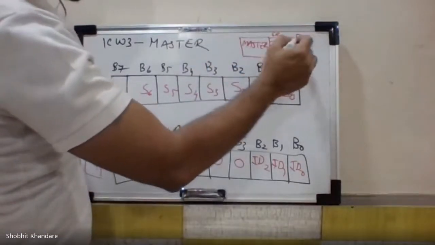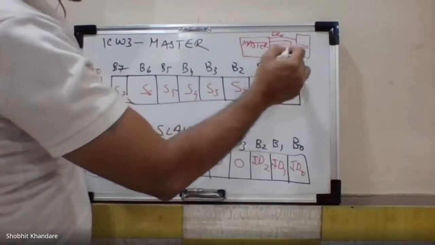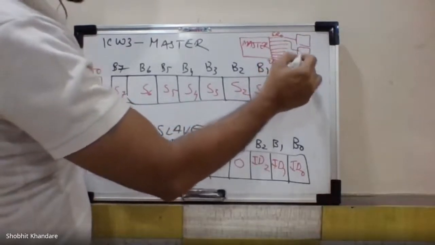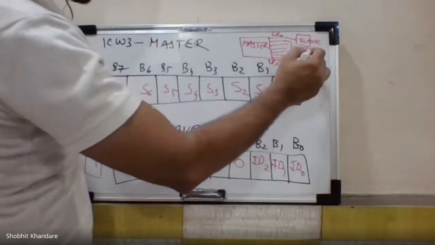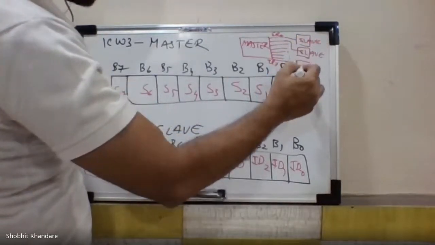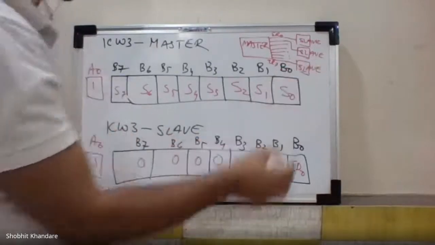One slave is attached to this, one slave to this, dot dot dot, one slave to this. So what are they? They are slaves. I do not have space, but this is just to explain the concept.